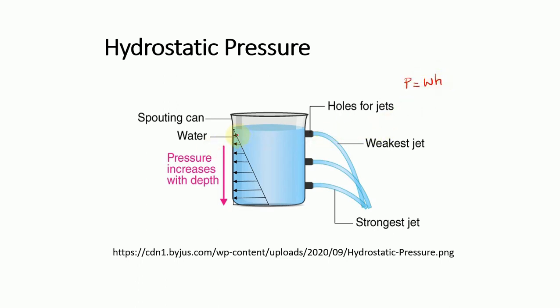So here you can see the pressure varies linearly with depth, from the surface to the bottom of the container. You can also observe that where the pressure is more, there you find the strongest jet. But at the surface level the pressure is low, so we find the weakest jet at this point.